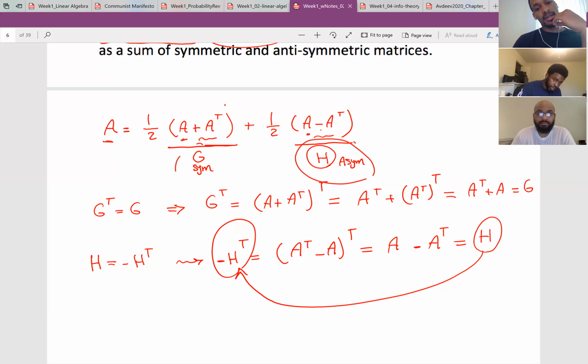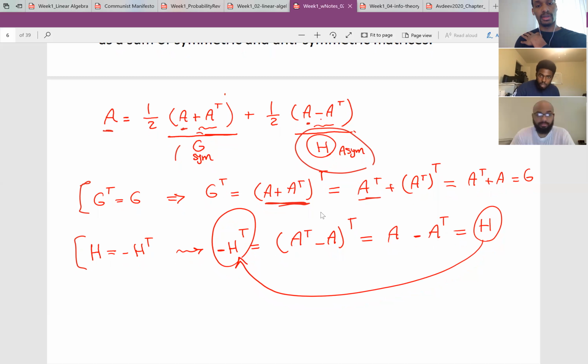Okay, I see. So here he's just showing that G is indeed symmetric and H is indeed anti-symmetric. And so G is this. Then if you take the transpose of G, using the properties of transpose, you can separate the sum into transpose of A plus A transpose, and that's equal to G. So you can see the same thing with the anti-symmetric. Epic.